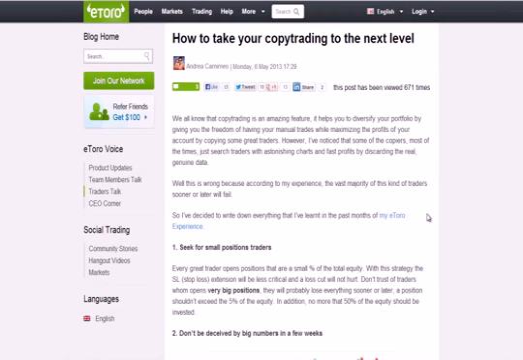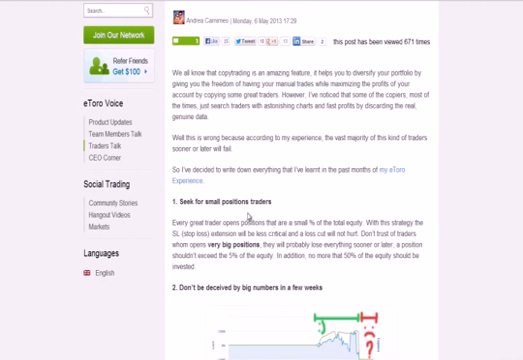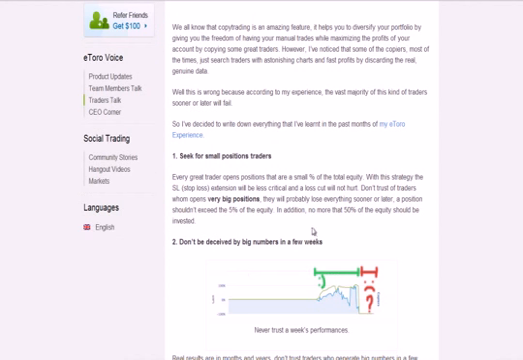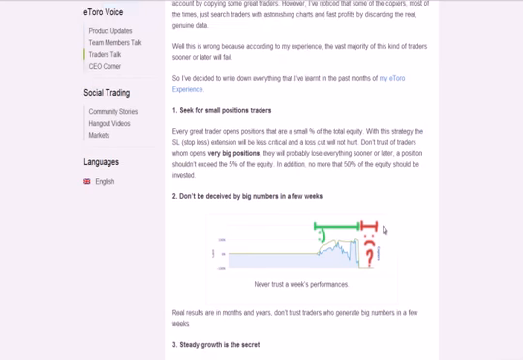Before we conclude, I wanted to give you a few copying tips how to take your copy trading to the next level. Number 1, seek for small positions traders. A position shouldn't exceed 5% equity. In addition, no more than 50% of the equity should be invested at any given moment.